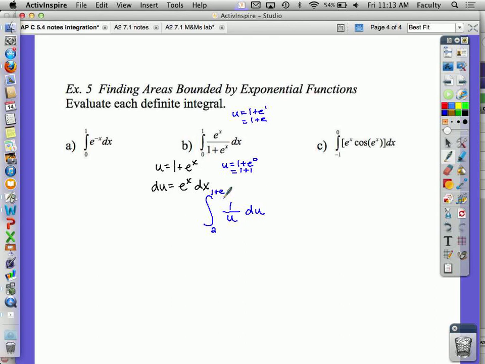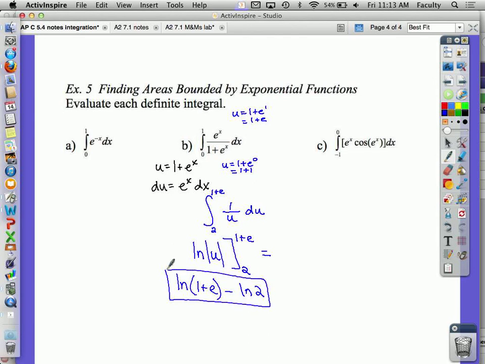So now, do you remember what's the integral of 1 over u du? Natural log, absolute value of u. And this is from 2 to 1 plus e. So this is ln. Now, do you understand that 1 plus e is positive? So I don't need the absolute value on that one. Minus, and 2 is positive.